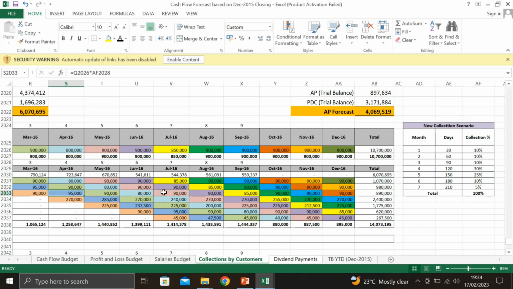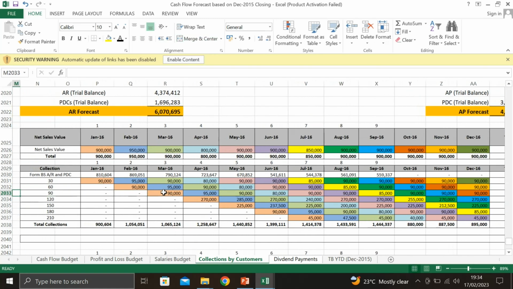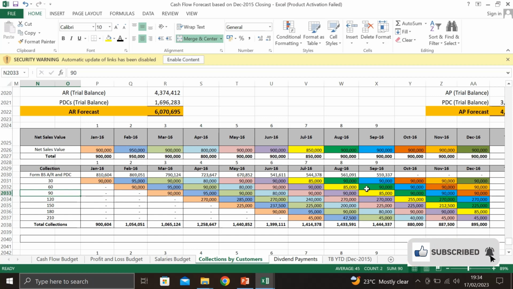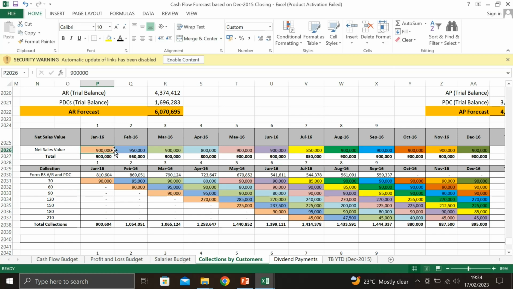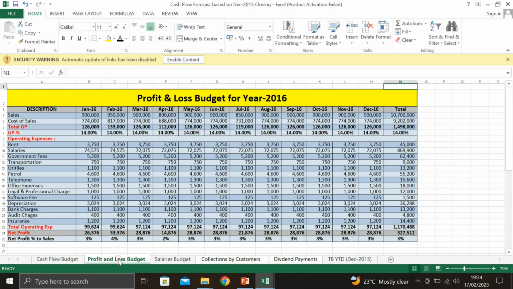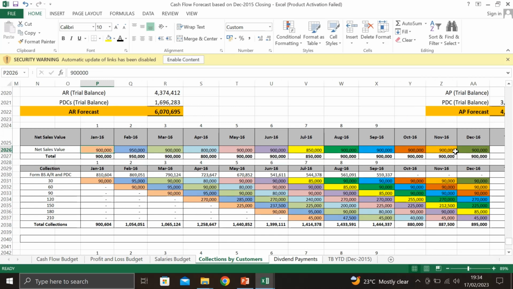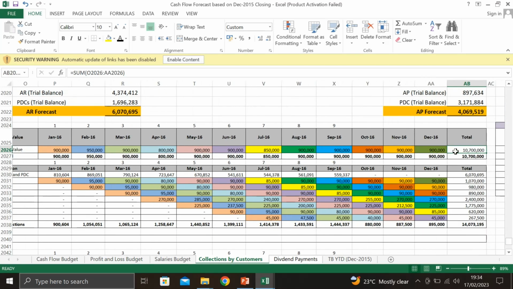So what we will sell in Jan, what we will sell in Feb, from this also we will receive from our customers, okay, as per the previous payment history. So in Jan, these figures for the net sales value, where are they coming from? It is coming from the P&L budget, okay. All these figures, 10,700,000. So this is our sales. This 10,700,000 we have here, okay.